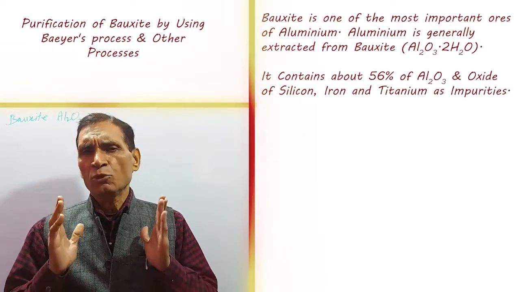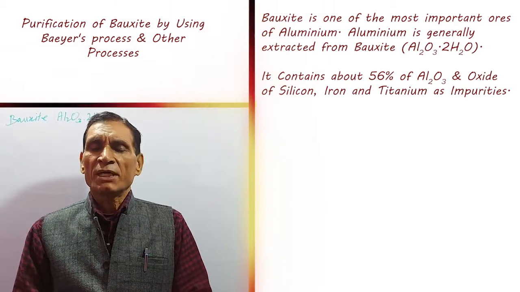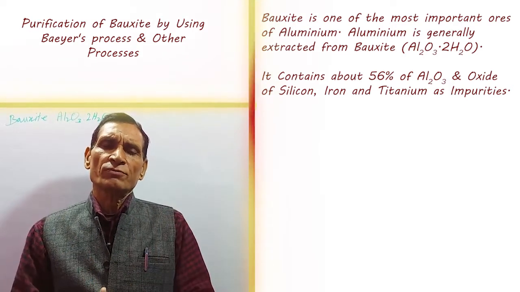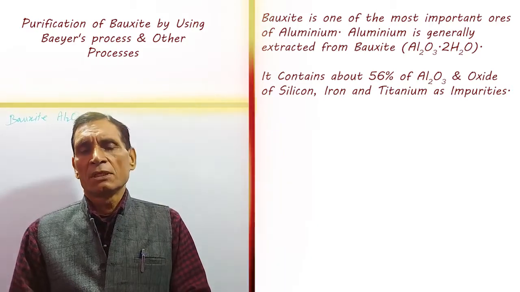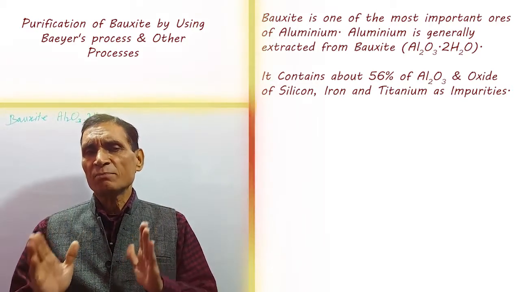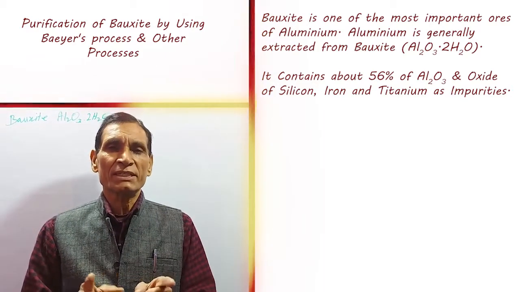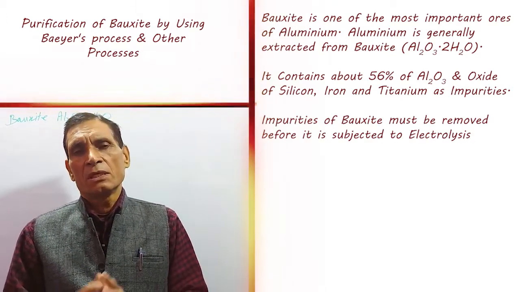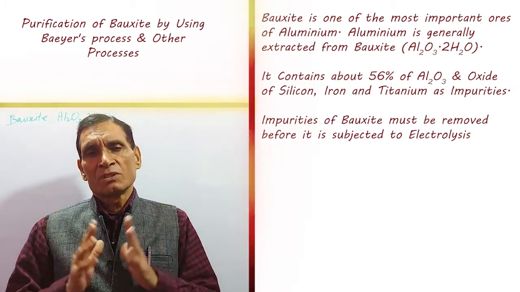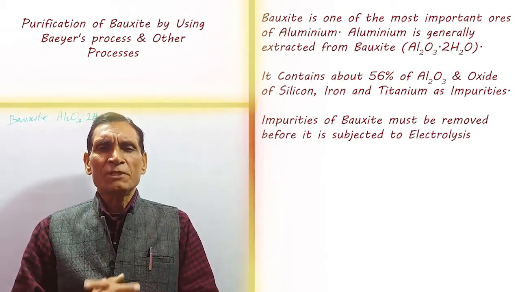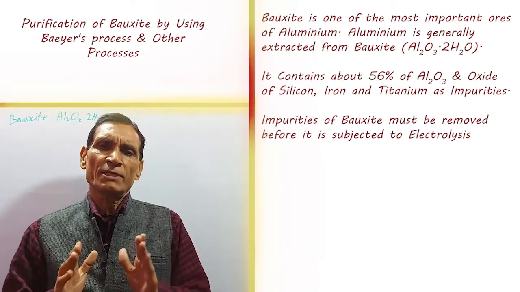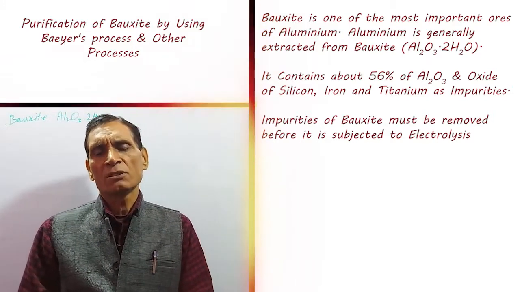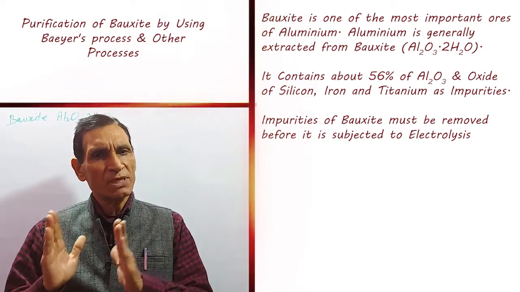To get pure aluminium by electrolytic reduction of bauxite, the impurities present in it must be removed before it is subjected to electrolysis. And this removal of impurities is carried out by various methods, and these methods depend on the type of impurities present in it.